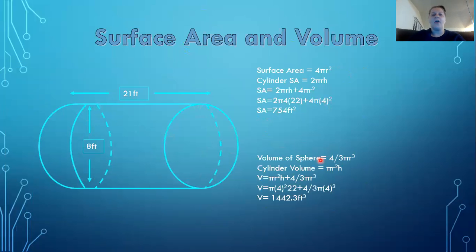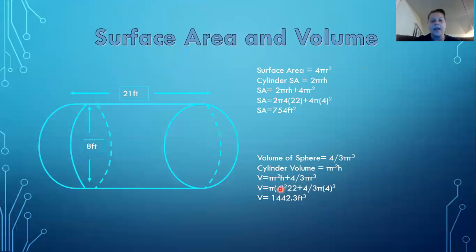Now to find the volume of this sphere, it is 4/3 pi r cubed, and the cylinder volume is pi r squared times h. So our volume is pi r squared times h plus 4/3 pi r cubed. And we are going to add those together.